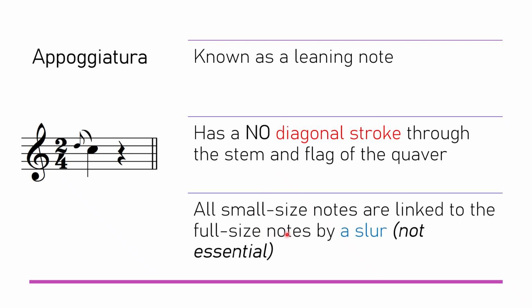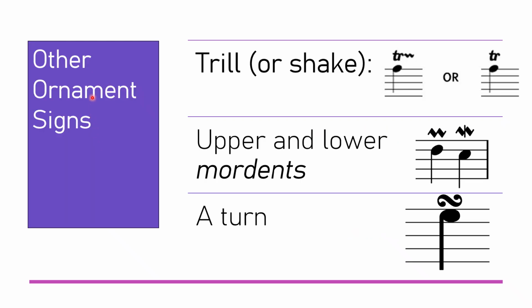Like I mentioned, all small-sized notes are normally linked to the full-size notes by a slur, whether it's an appoggiatura or an acciaccatura. Now let's move to other ornament signs. Remember I talked about ornaments. I said they are either small-sized notes or signs. So we've looked at two small-sized notes, acciaccatura and appoggiatura. Now let's look at signs, other signs that can be used to embellish or decorate a piece of music.